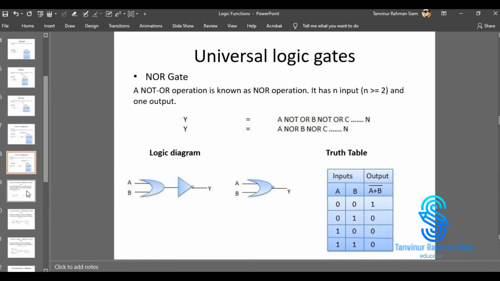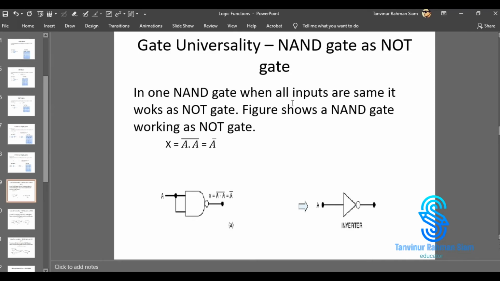Okay, so after that we will move to how we can use the NAND gate or NOR gate and make them available, or use them as the AND gate, OR gate, or NOT gate. So how can we use them? See, we have written in this slide that one NAND gate is equivalent to a NOT gate. One NAND gate can act, or we can use it, as a NOT gate.